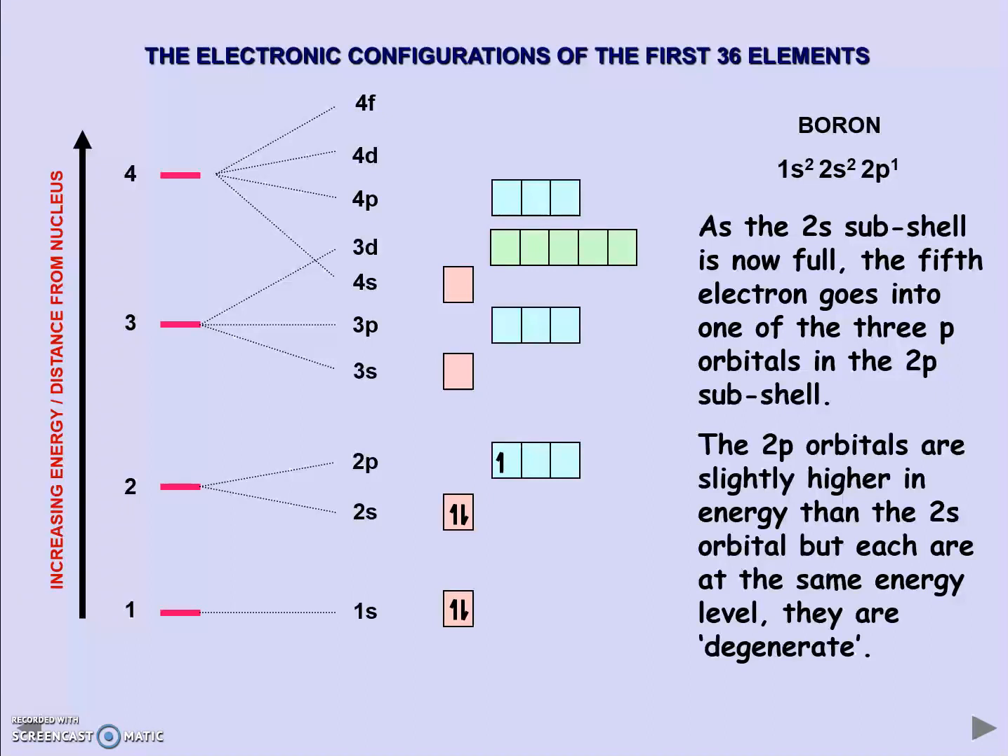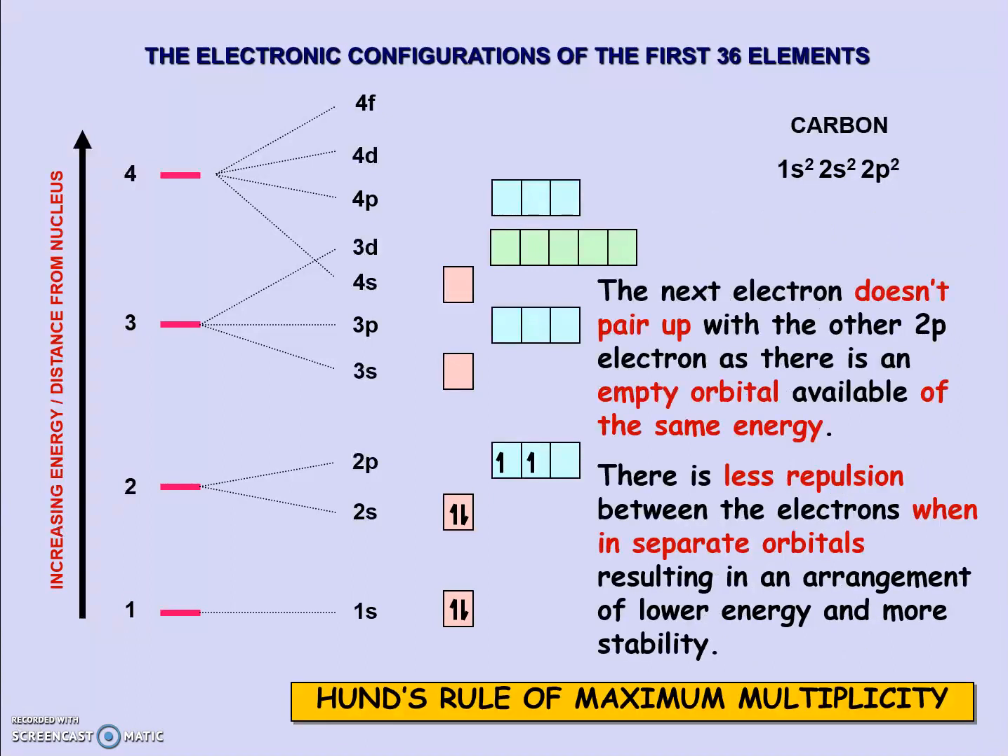Now, it becomes more interesting when we move along to carbon. Carbon's 6th electron actually goes into the next available empty orbital. It doesn't pair up here with that previous electron, and that's due to Hund's rule of maximum multiplicity. The way I think about it is that if you get on a bus, there's one person sat on the row, you don't go and sit next to that person, you go and sit on an empty seat.